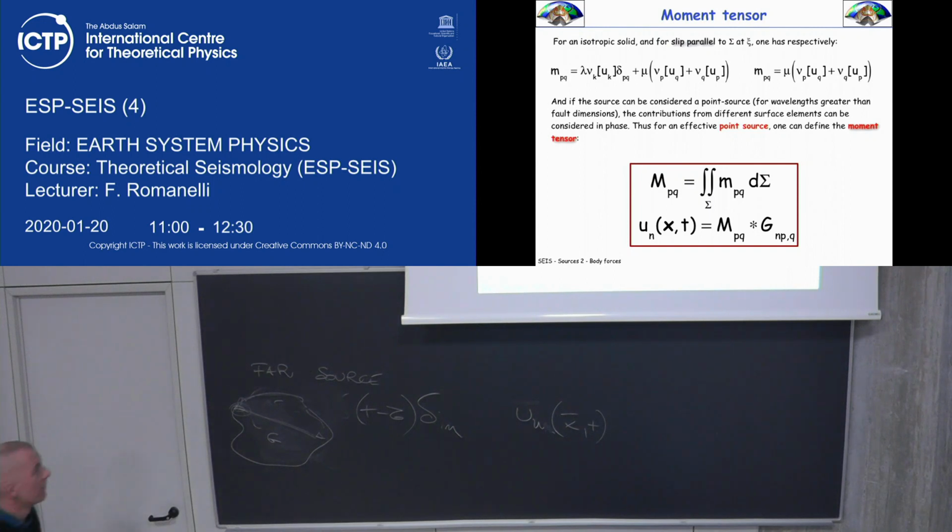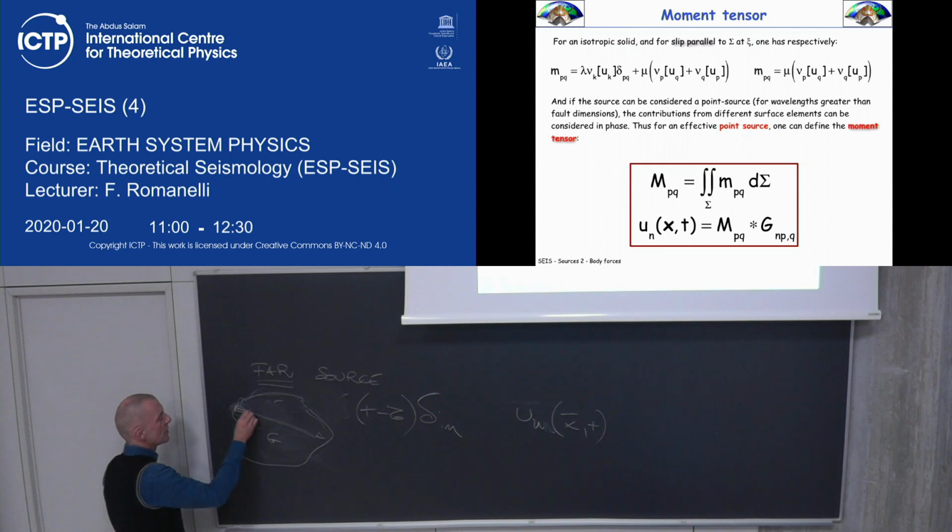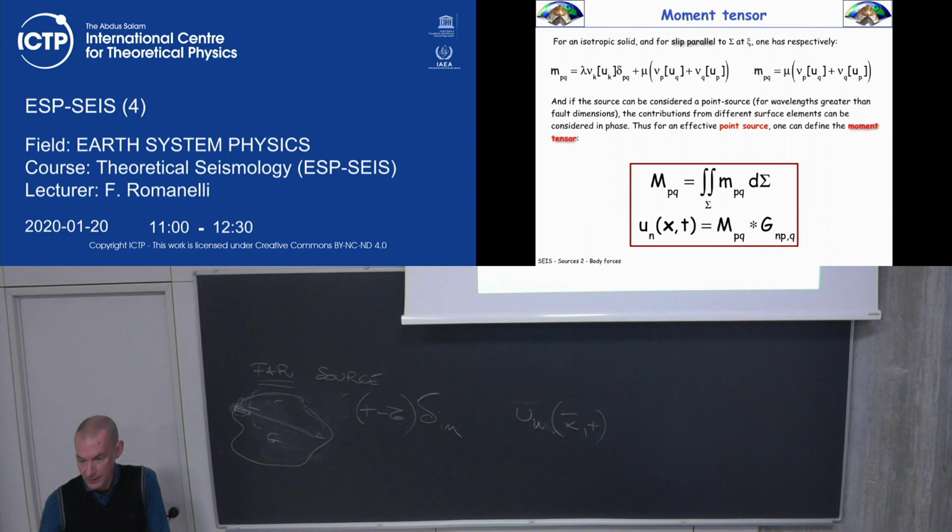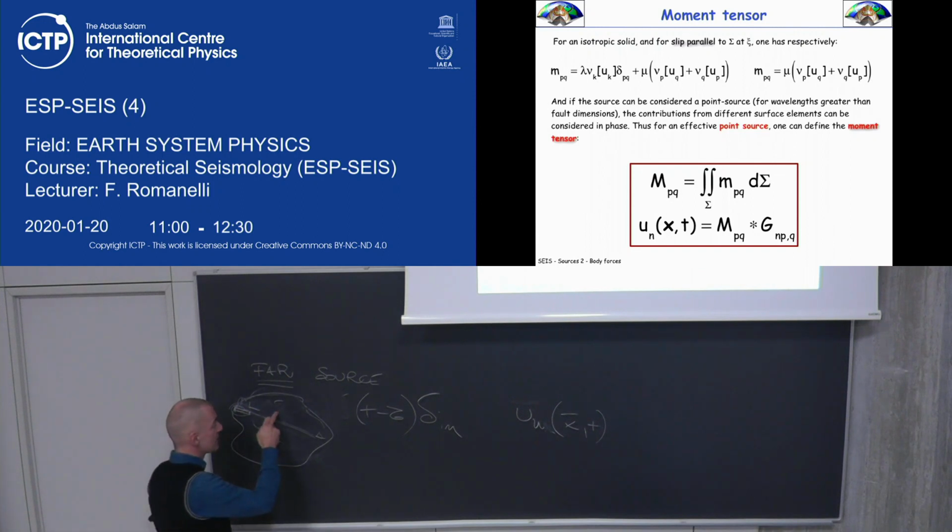Now you should ask, how far? That's a good point. Usually, if the largest dimension of a fault is L, typically its length, let's say that the distance should be much larger than L. Okay? This is the far source condition, and it means that we are considering the source as a point.